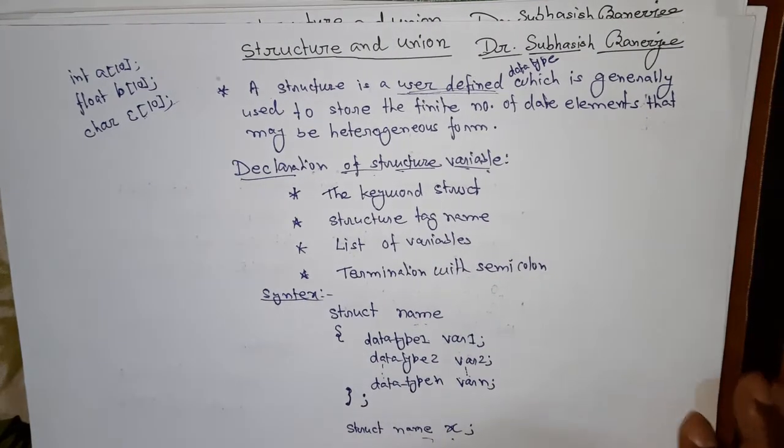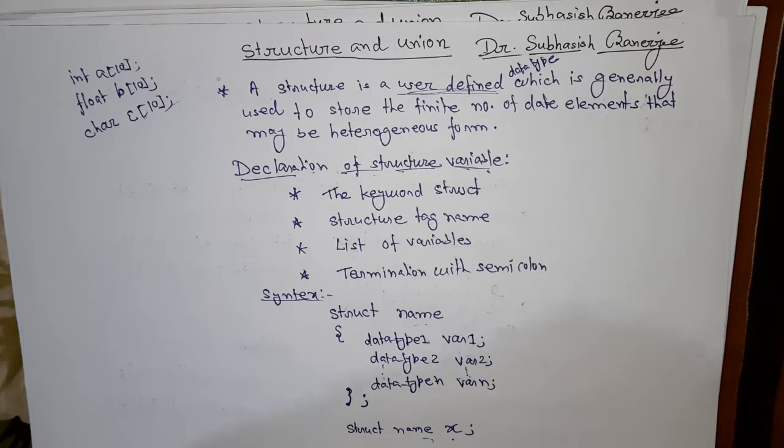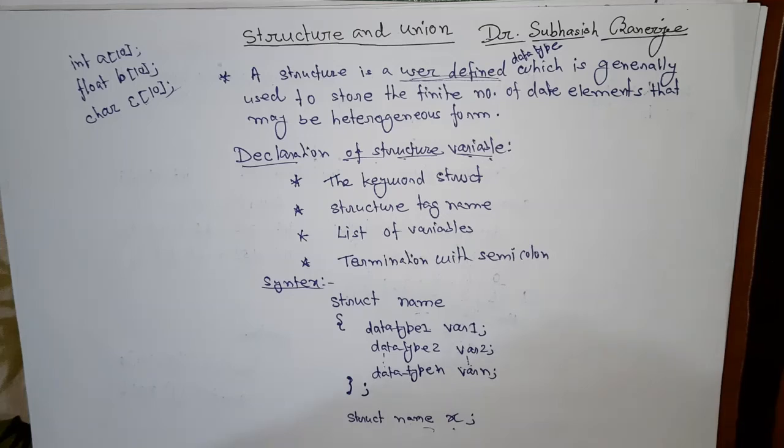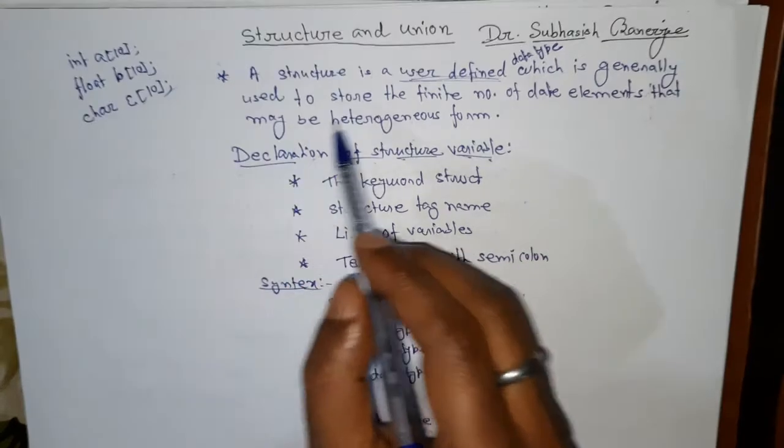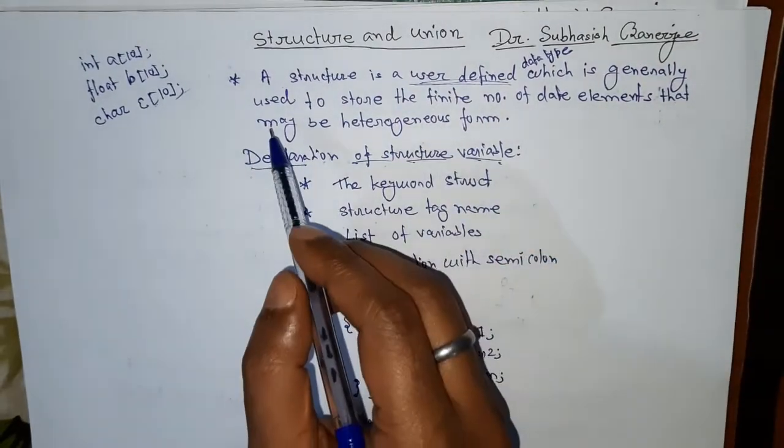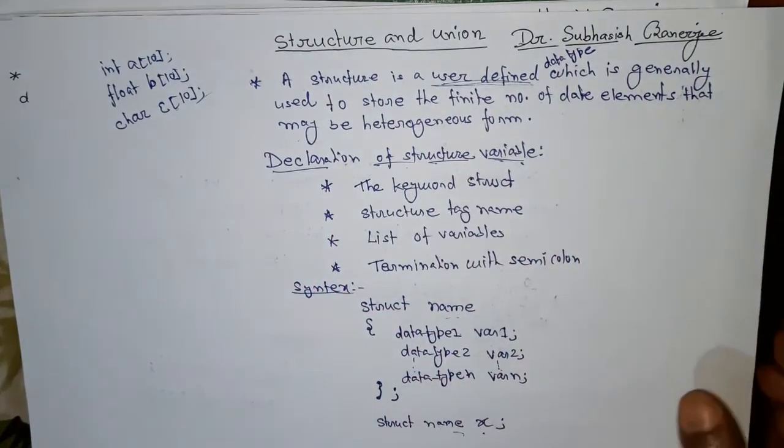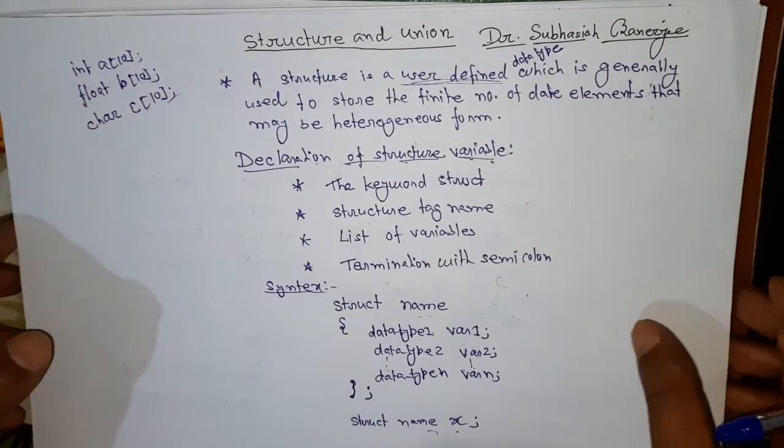Structures are going to play a very important role in the field of computer science, because in the next semesters you are going to have data structures, algorithm design and analysis, and many other forthcoming subjects where you need this kind of tool to solve your problems. So a structure is a user defined data type which is generally used to store a finite number of data elements which may be of heterogeneous form. Okay, so let's have some examples by which it will be much clearer to you.